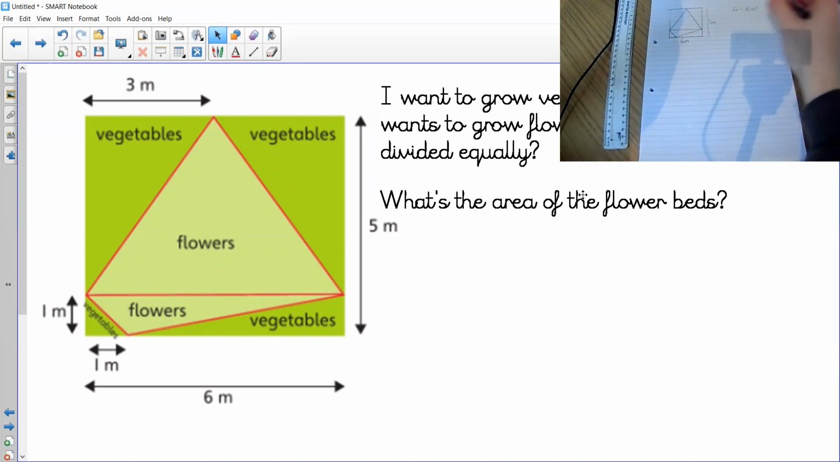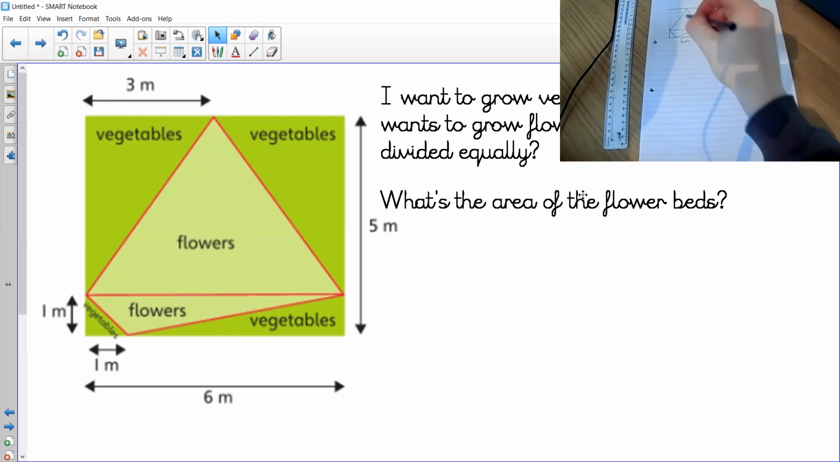All right. Let's now work out the flower beds. Well, these are 2 triangles, and I know how to work out a triangle because it's base times perpendicular height divided by 2.